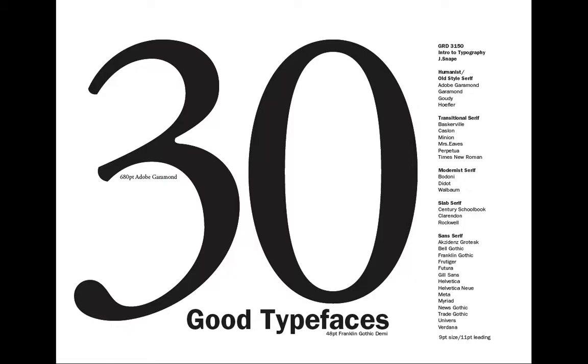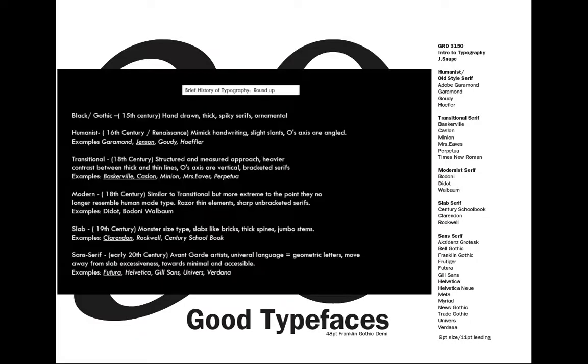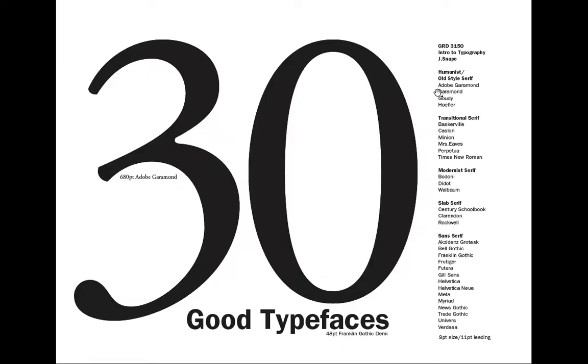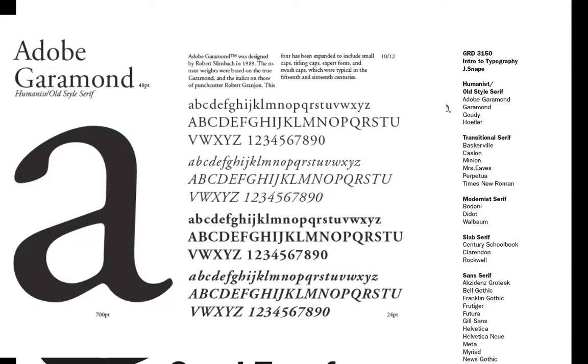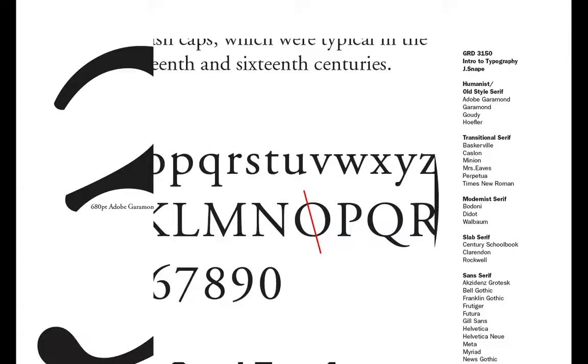So, typeface classification. Luckily, we already know some of these from our brief history of typography video towards the end when there was a summary. So there's 5 main categories of typography. There's the humanist, which was mimicking handwriting. Everything is slightly slanted, and the O's are angled.